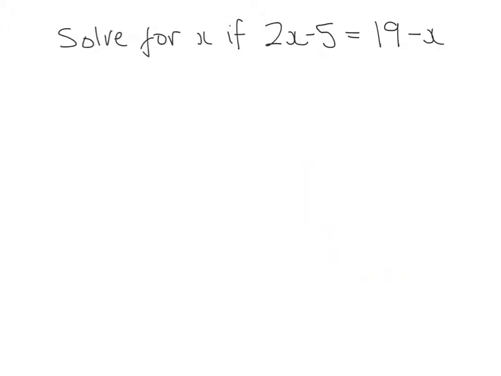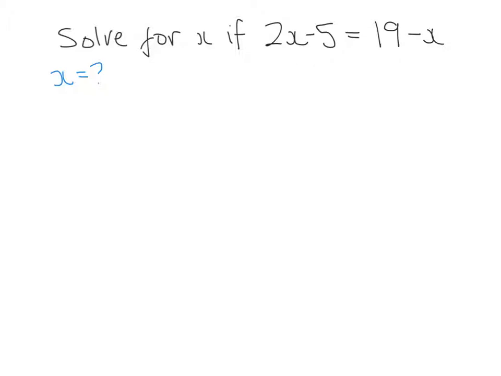What about if we want to do this one? 2x minus 5 is the same as 19 minus x. Well, what could x be equal to? What number? Could it be equal to 2 or 3 or 4 or 20? Well, let's see. What we need to do again is to get all the x's onto one side and then all the numbers onto the other side.